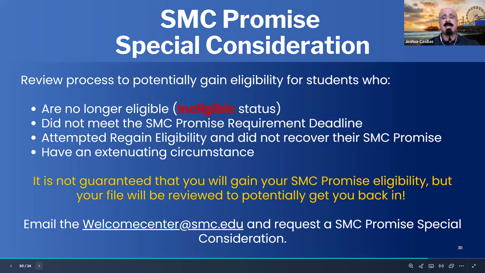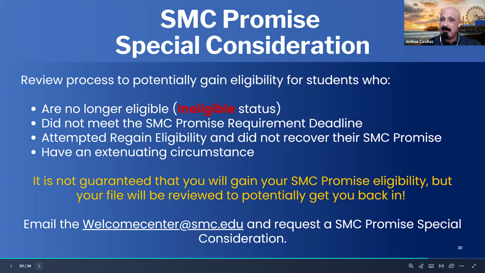So in my scenario, I send that email. It gets reviewed. I'm given options. This is what you need to do to gain eligibility for the future semester for SMC Promise. This is what you have to do. We will give you directions on how to get back in, and or we'll tell you, hey, unfortunately, we cannot get you back in. Keep applying for financial aid and scholarships. Try these other programs, but that's really rare.